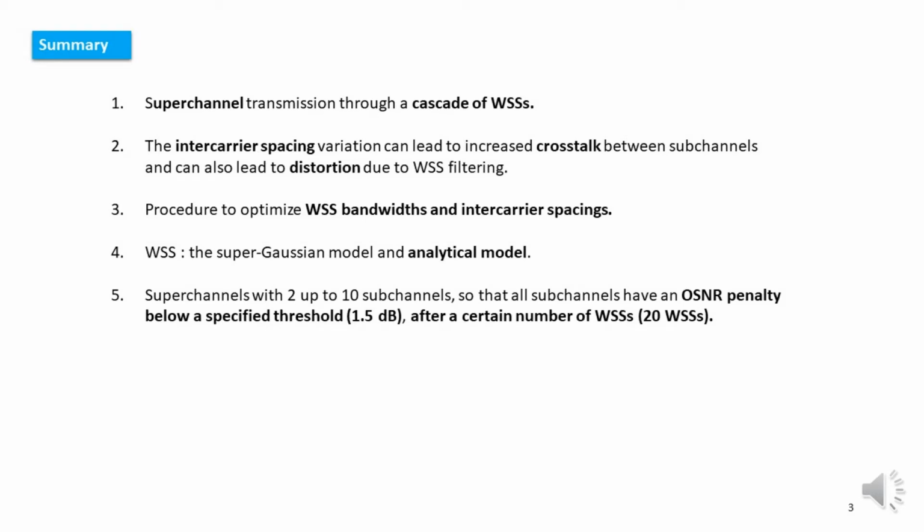In this work, we studied the superchannel transmission through a cascade of WSS. The intercarrier spacing can increase the crosstalk between subchannels, and the WSS filtering can increase the signal distortion. So, we have to optimize the WSS bandwidth and the intercarrier spacing. To model the WSS, we can use two models, the super Gaussian model and the analytical model. In this work, we used the analytical model.